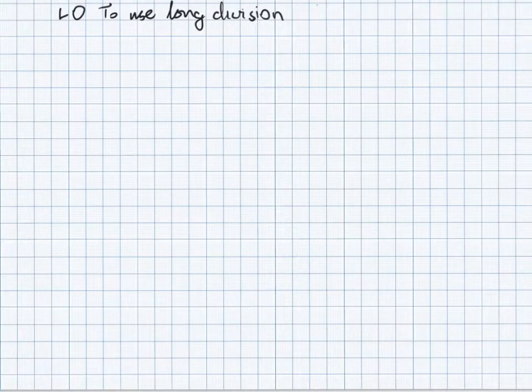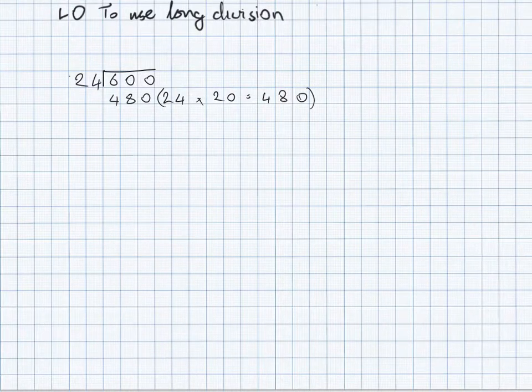That's the methods. Okay, this time we're looking at 24 into 600. Again, we need to rule off neatly. And we start off with using chunking method, 24 times 20, which gives 480. You could do 2 sets of 10, but most children will confidently be able to multiply by 2 and then by 10. So that gives us 480, which leaves us a remainder of 120 when we subtract, and encourage the children to rule lines in between.